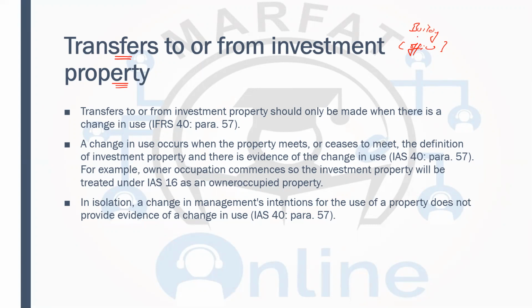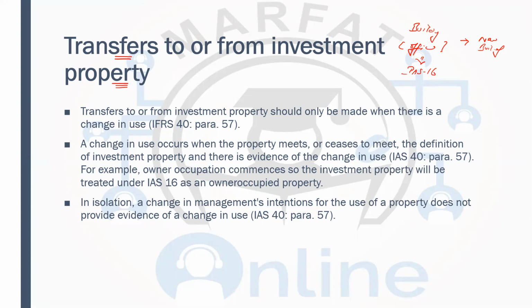So when they were using this building for the office, it was classified under IAS 16. And now they are moving their office to the new building, and this building will become vacant. When it becomes vacant, they are going to give this building on rent. So when they give this building on rent, it should be classified under IAS 40. That means the property is going to be transferred from IAS 16 to IAS 40. Or it can be the vice versa situation.